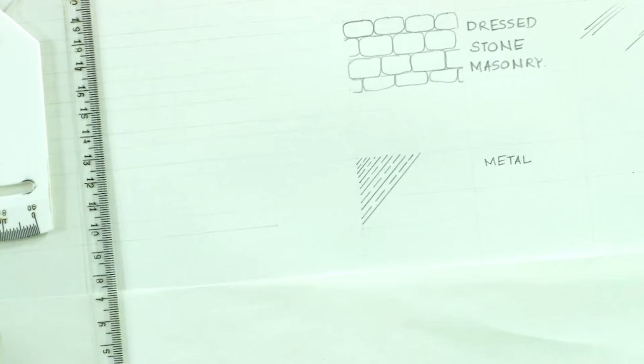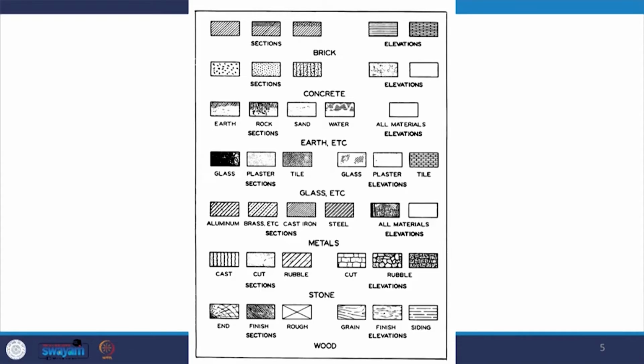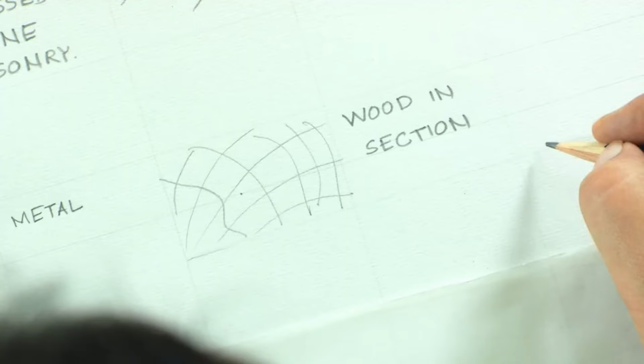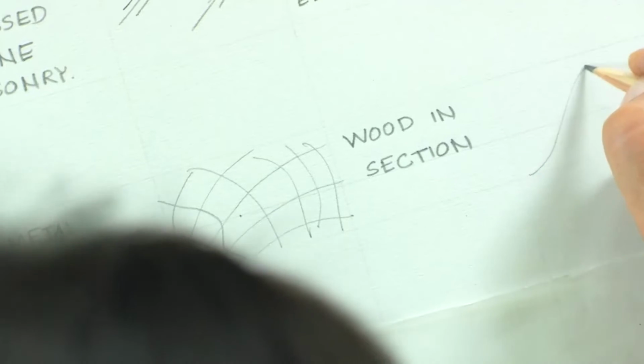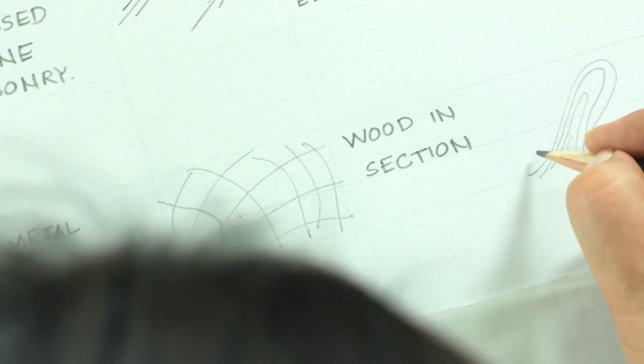So, suppose we have the wood in section. If there is wood in section, then we would only use a section representation. If the wood is being cut, you would only see odd styled lines, and this is what we use as wood in section. And if there is wood in elevation, then you would see grains like this if it is a seasoned wood.